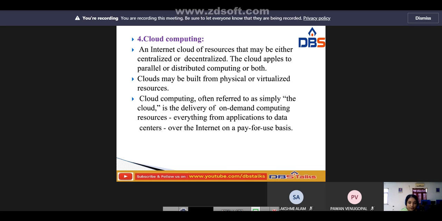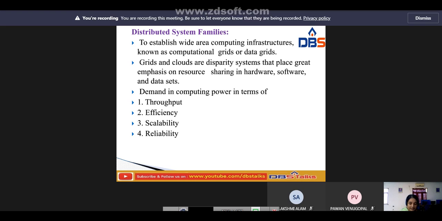Next, coming to distributed system families. In the mid 1990s, technologies for building P2P networks and networks of clusters were designed to establish wide area computing infrastructures known as computational grids and data grids. In the future, both HPC and HTC systems will demand multicore and many-core processors that handle a large number of computing threads and cores.